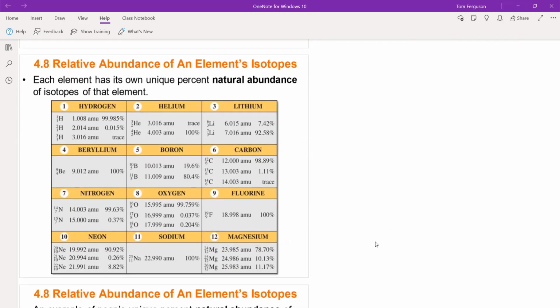Now, the relative abundances of isotopes vary tremendously. Some isotopes are very, very stable. Other ones aren't. When you get into nuclear chemistry, you look at the proton and neutron ratios, and there are some that are preferred over others. So the ones that are preferred tend to be more abundant. Other ones, you'll find the isotope is extremely common. It just varies all over the place.